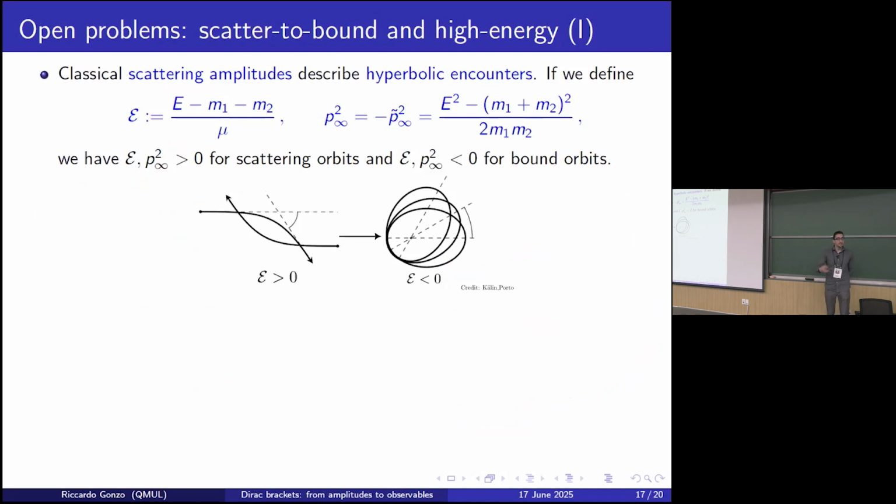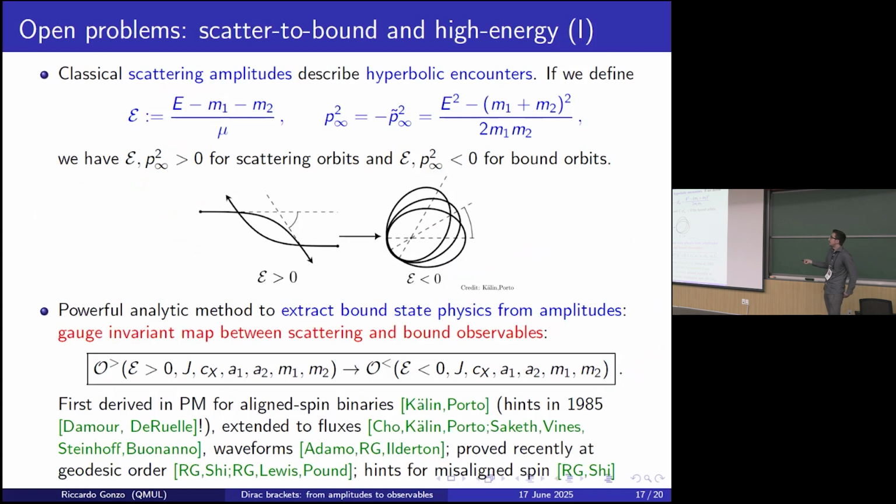For scattering to bound, the idea is to do some analytic continuation in the energy, going beyond the scattering to the bound case, continuing in the energy above threshold. There have been lots of results. The main takeaway is that there is some gauge invariant map, either using the Hamiltonian, or a gauge invariant map between observables. It's just some analytic continuation in the energy. Or also this nice rapidity variable, p infinity, the center of mass momentum at infinity. It has to be proved, the line spin extended to fluxes. And we recently looked at the waveforms and the geodesic order.